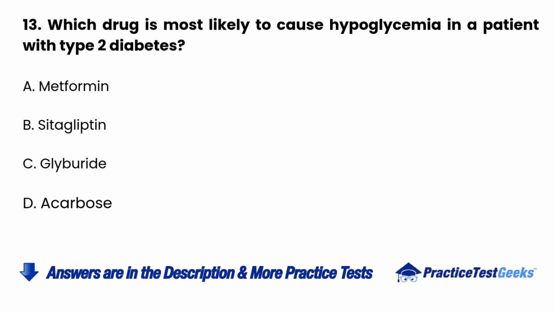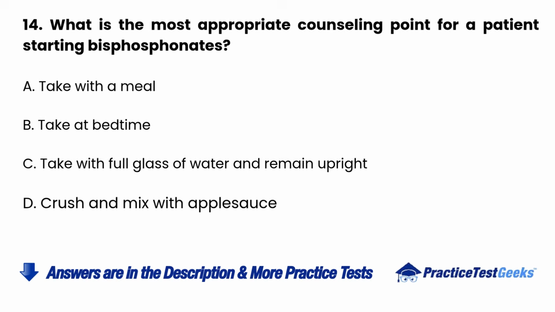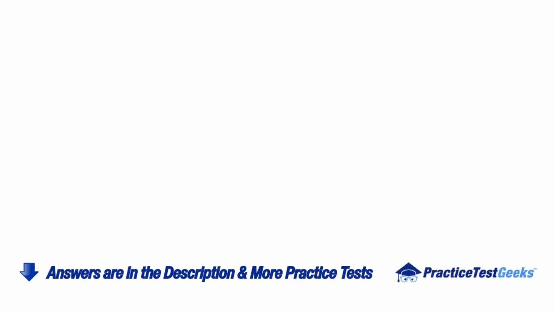A. Metformin. B. Sitagliptin. C. Glyburide. D. Acarbose. 14. What is the most appropriate counseling point for a patient starting bisphosphonates? A. Take with a meal. B. Take at bedtime. C. Take with full glass of water and remain upright. D. Crush and mix with applesauce.